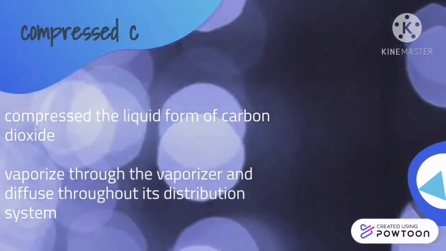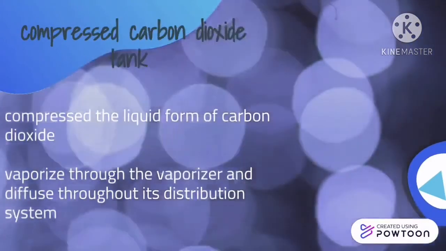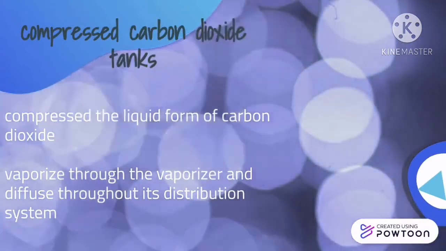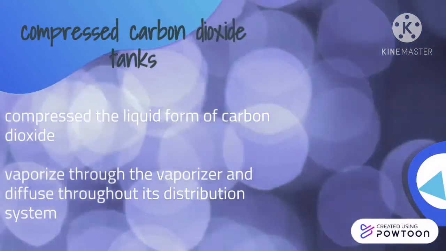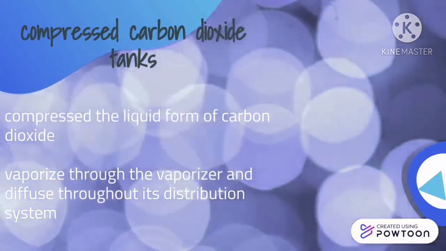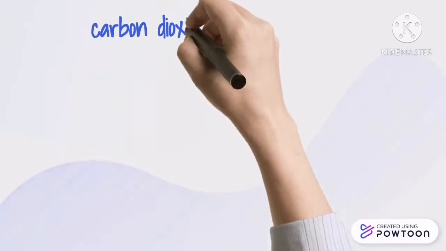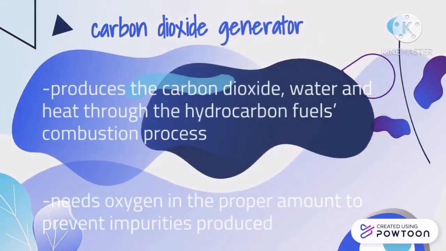First, we can use compressed carbon dioxide tanks, which hold carbon dioxide in liquid form, which then vaporizes in the vaporizer and diffuses throughout its distribution system. The second one is the carbon dioxide generator, which produces carbon dioxide, water, and heat through the combustion of hydrocarbon fuels. It also needs oxygen in the proper amount to prevent impurities from being produced.